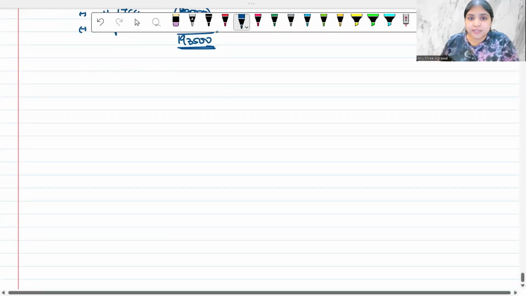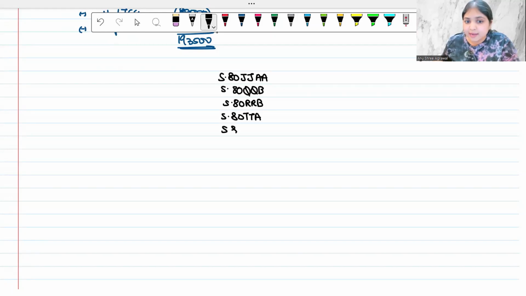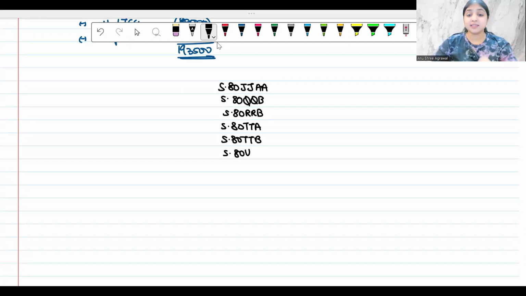Coming to the last set of sections, we'll be discussing these leftover sections together. First of all, we will be talking about section 80JJAA. Then we have section 80QQB and section 80RRB. Then we'll be learning about section 80TTA and section 80TTB. And finally, we have section 80U. These are our last 6 sections under chapter 6A.